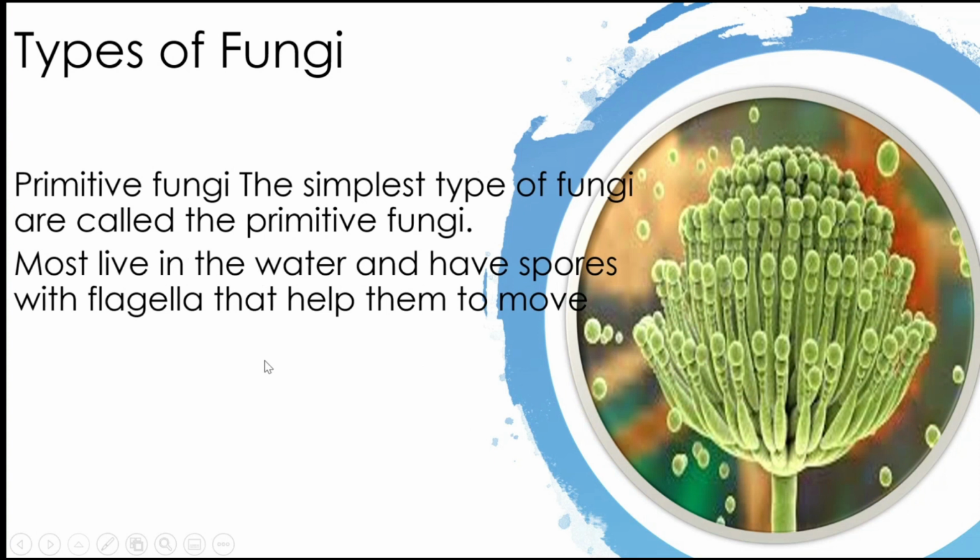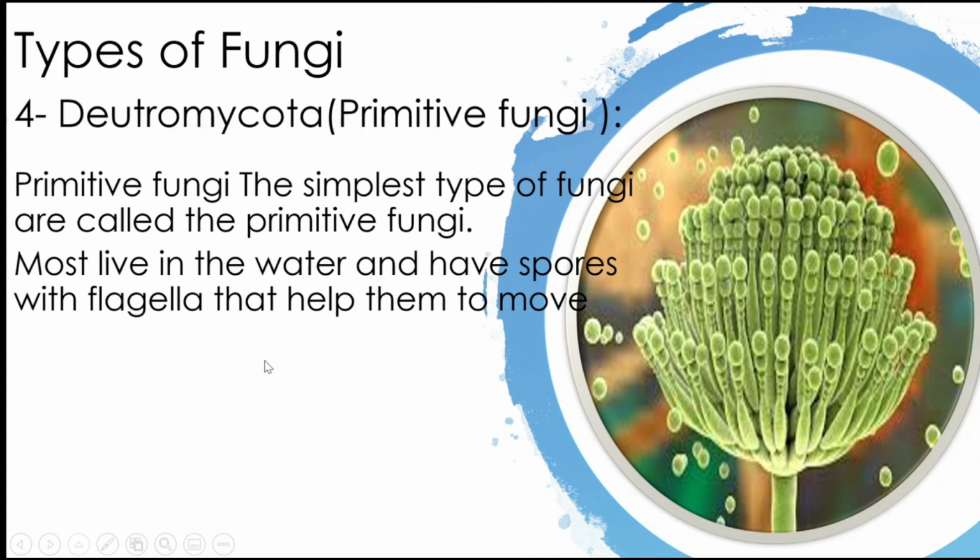Eventually, we have the Zygomycota, which are known as imperfecta or primitive fungi. Those primitive fungi are the simplest type of fungi ever and are called the primitive fungi or imperfecta. They are not perfect because they lack one of the cycles of the life cycle. Most live in water and have spores with flagella that help them to move.